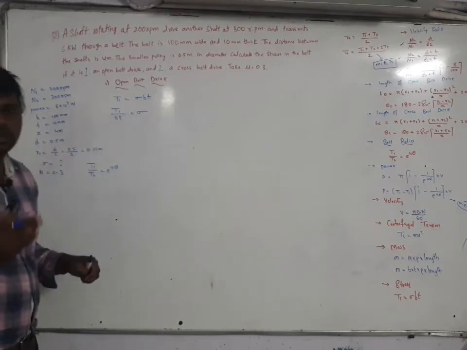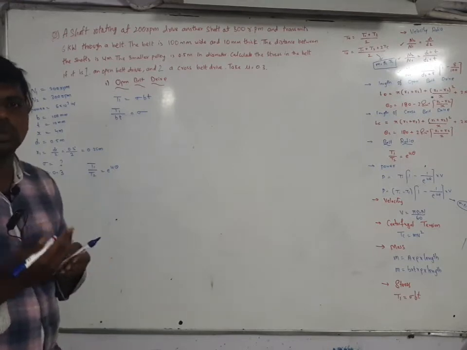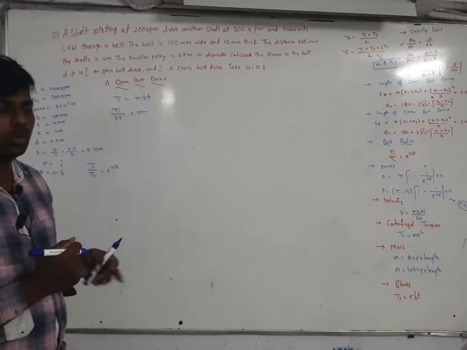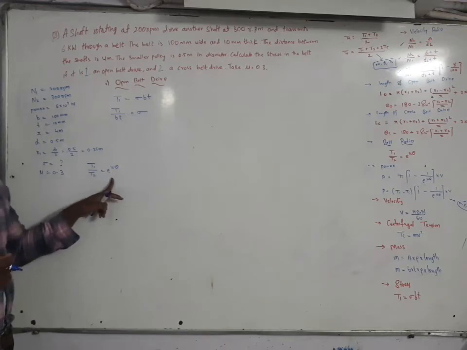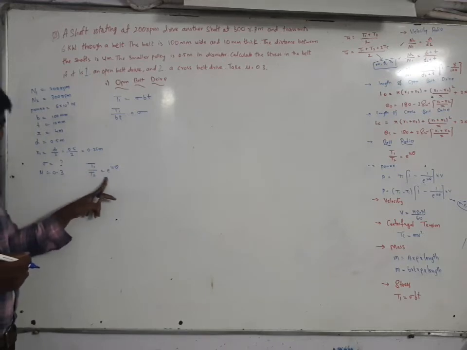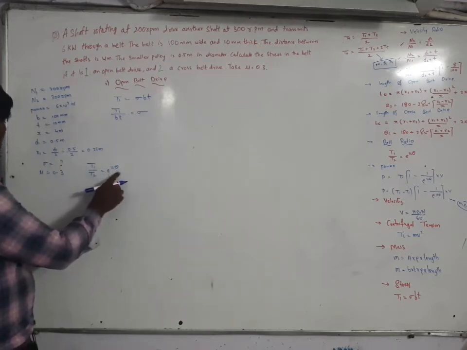Remember this one: with the help of power only you will get the value of T1. If you want to go for the power formula, first you have to take this ratio, T1 by T2 is equal to e to power of mu theta. Here the mu value is given, but theta is not given.